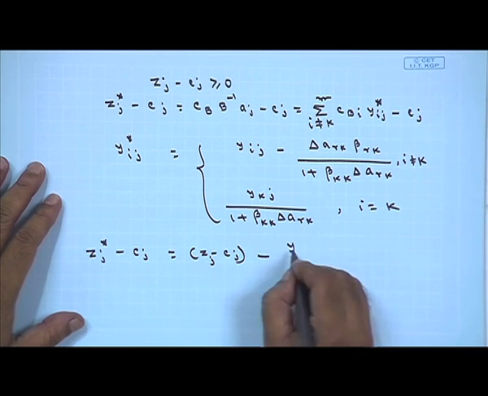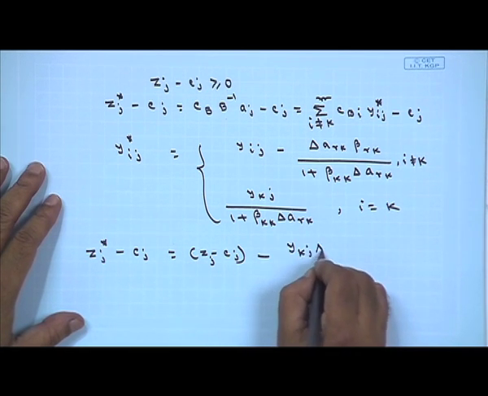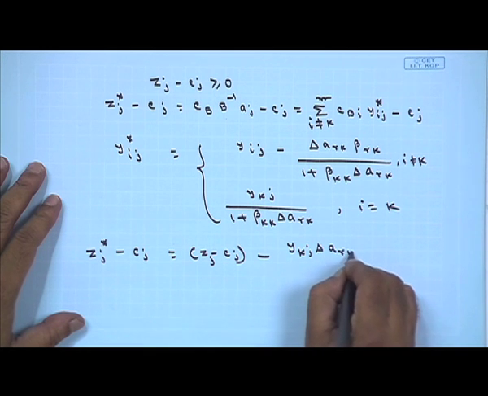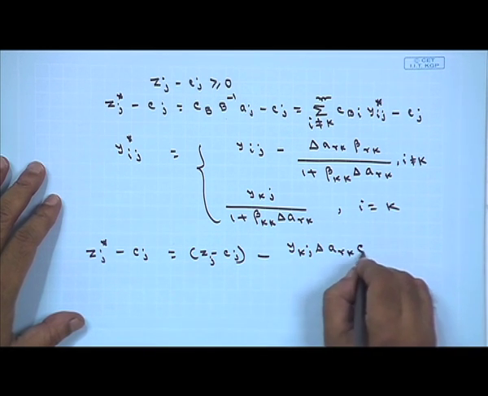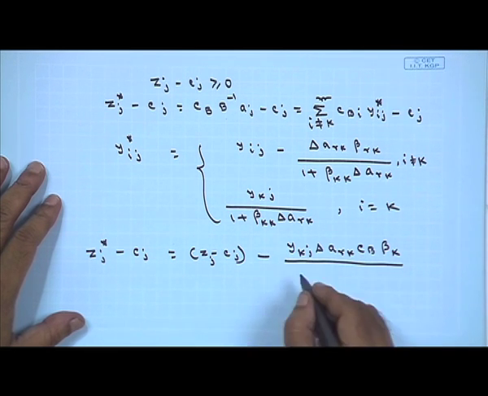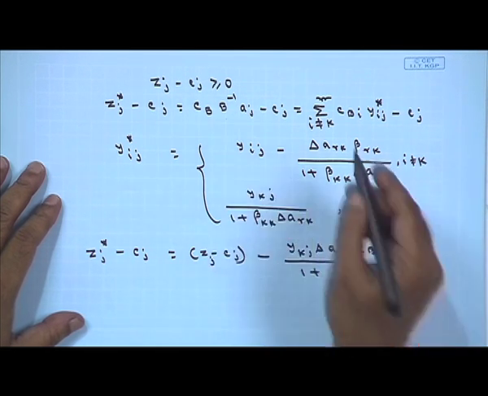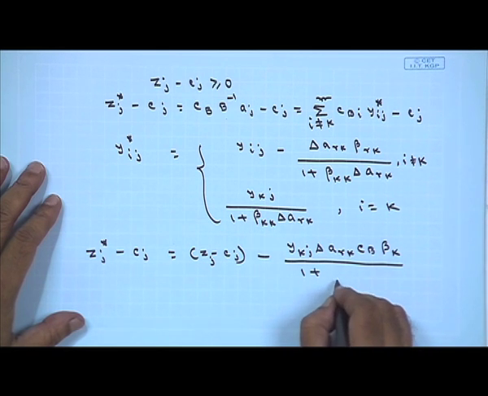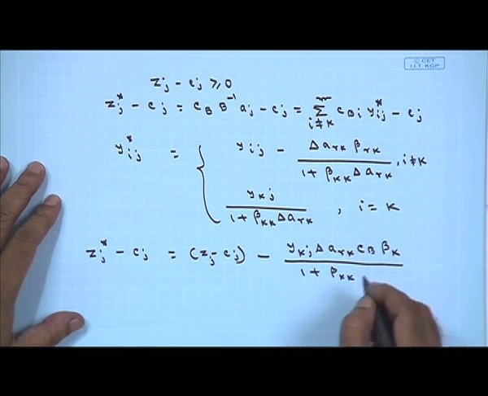minus y_kj delta a_rk c_B into beta_k, divided by 1 plus, from here I am getting it, 1 plus beta_kk into delta a_rk.